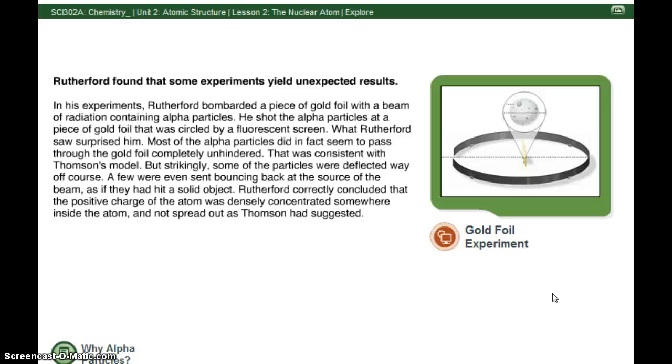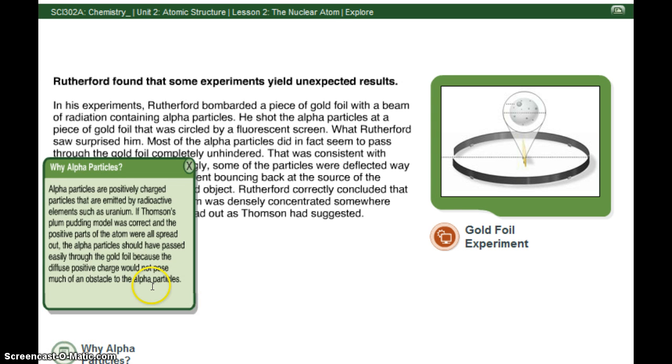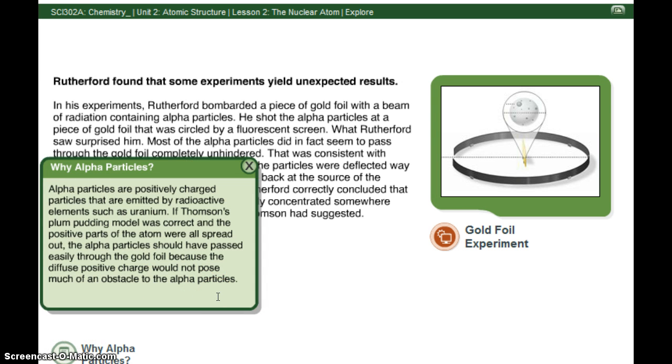Rutherford correctly concluded that the positive charge of the atom was densely concentrated somewhere inside the atom, and not spread out as Thomson suggested. All right, so why alpha particles? And what are alpha particles? Alpha particles are positively charged particles that are emitted by radioactives such as uranium. So it's a whole stream of positives.